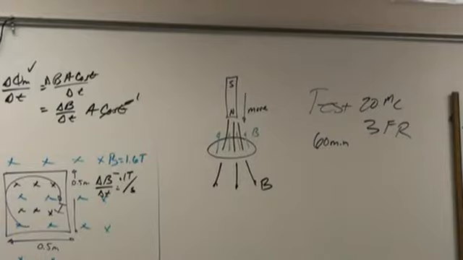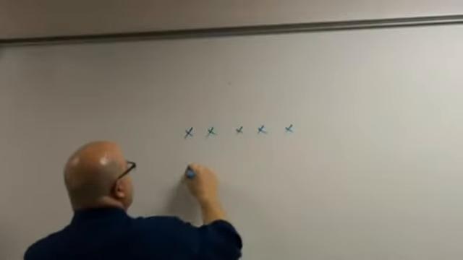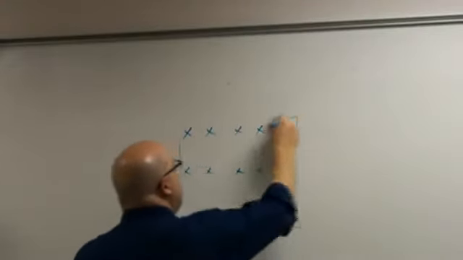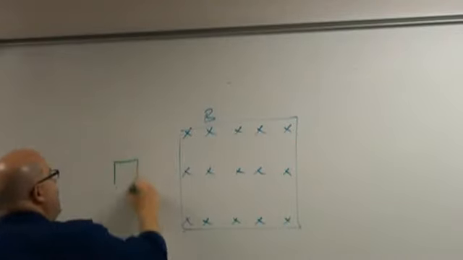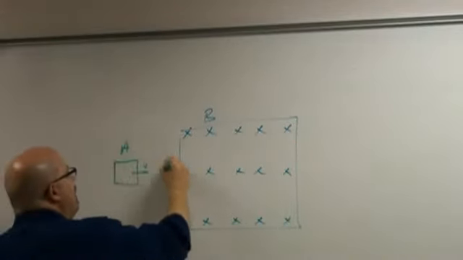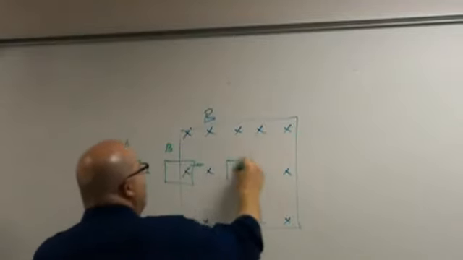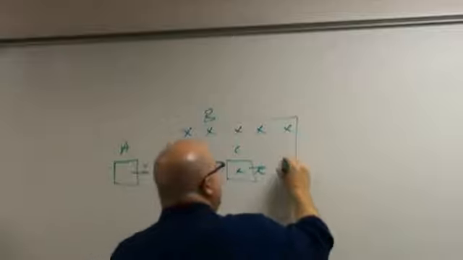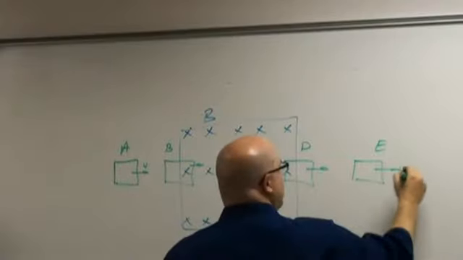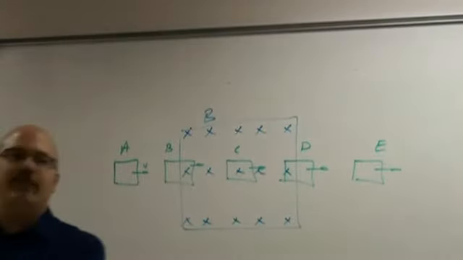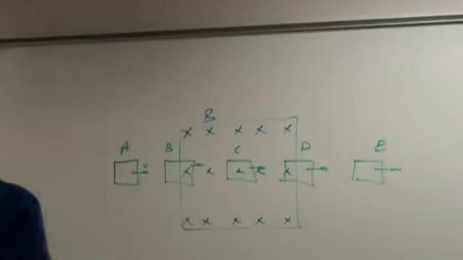All right. Here's a very typical problem. Here's my magnetic field area. I have a loop of wire. It's right here at position A, moving that way. It's right here at position B, moving that way. It's right here at position C, moving that way. It's right here at position D, moving that way. It's right here at position E, moving that way. At which of these locations is there an induced current in the loop?